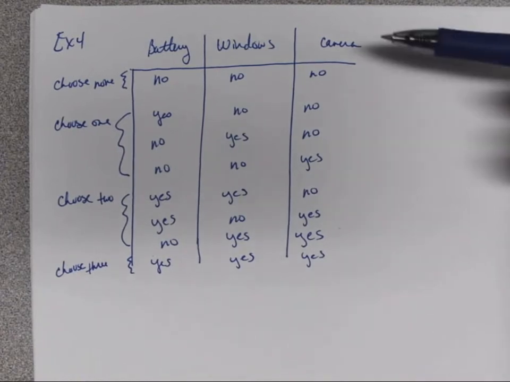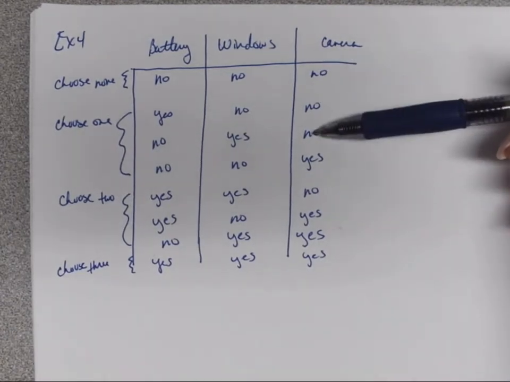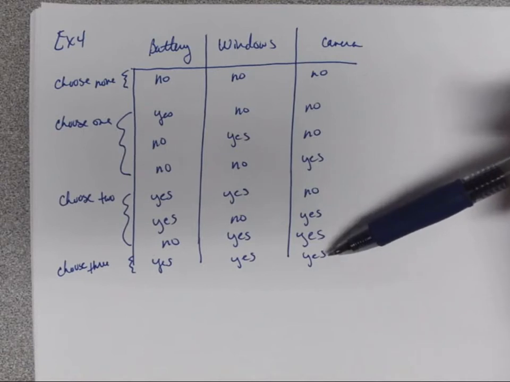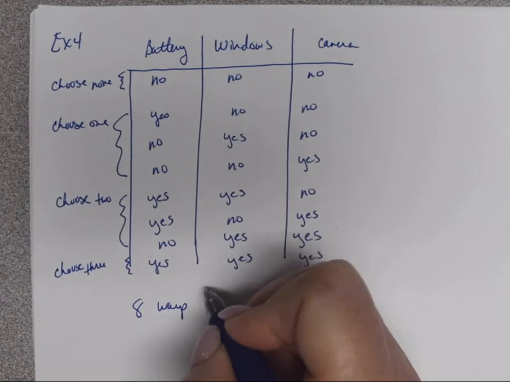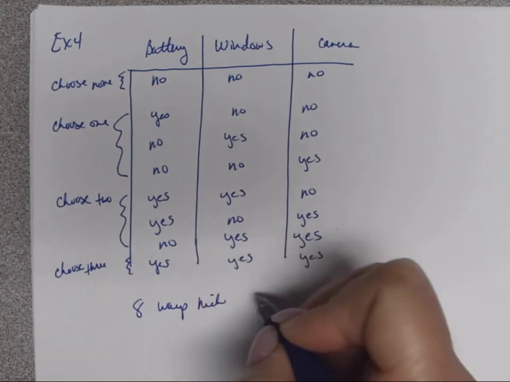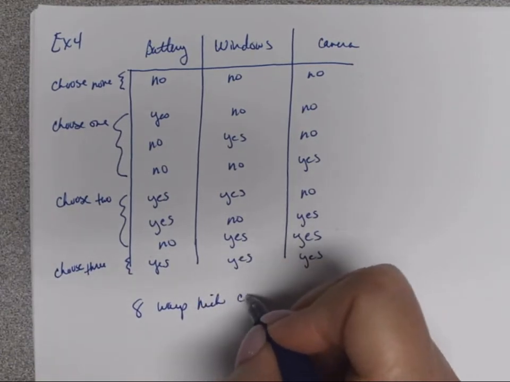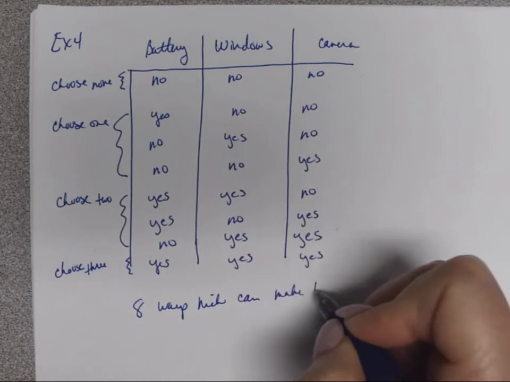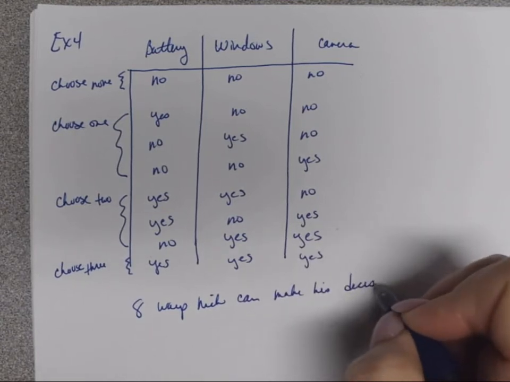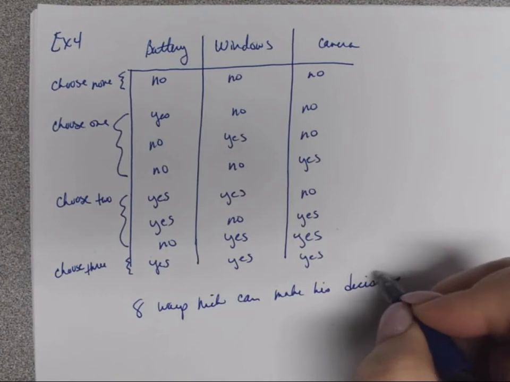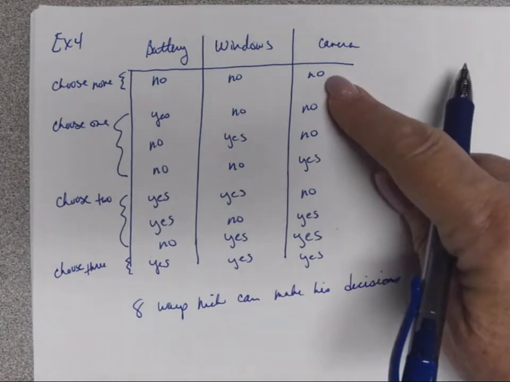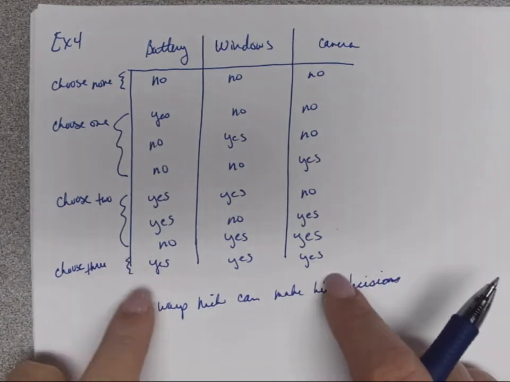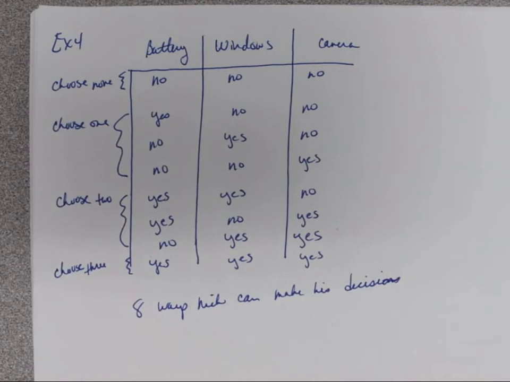So how many possibilities are there? Well, let's count how many we ended up with. We had 1, 2, 3, 4, 5, 6, 7, 8. So there are 8 ways Nick can make his decision. Now, are they all the decision he wants? No, he's not going to want all of the options because he doesn't want this option for sure. He really wants this option. He wants to choose that one. But there are 8 ways he can make it.